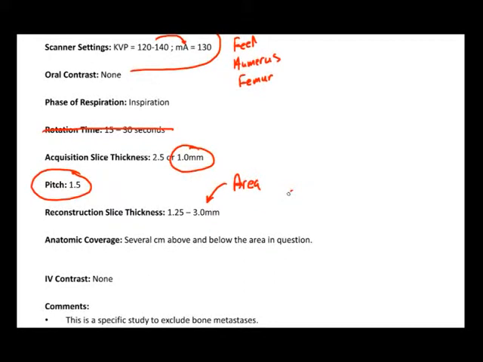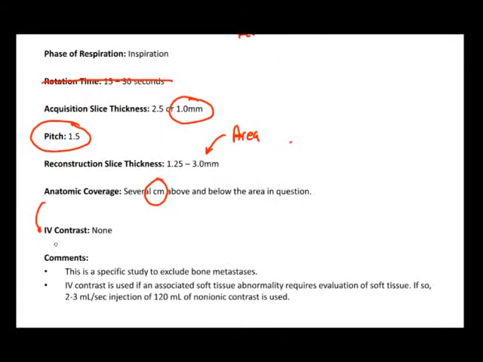So, as we saw before, this can range from a wide assortment of areas, and so because of this, it can be anywhere. Just go several centimeters above and several centimeters below, just to make sure that you get this area in question. IV contrast, there's none, typically because we're going to be looking for bony lesions.